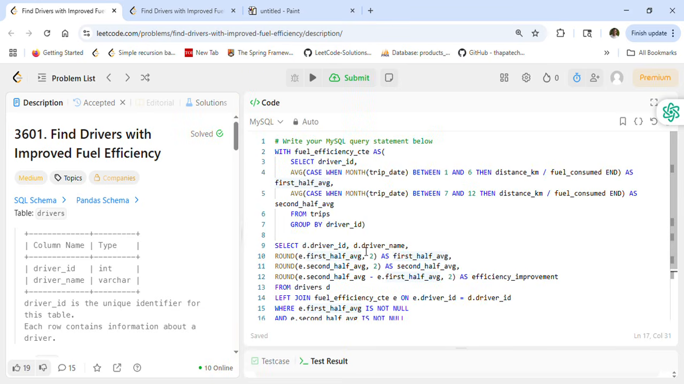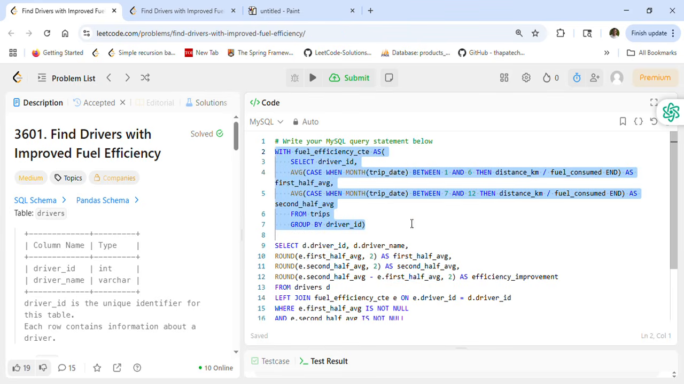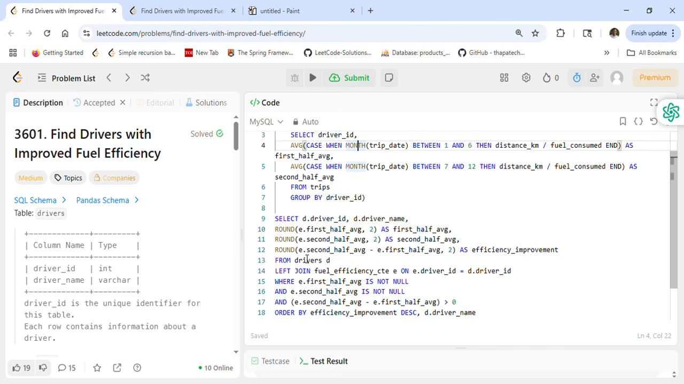What we have done here, the important thing is we have used the common table expression. We have used the average function and the month function of MySQL to find out the first half and second half information. Then we also have used the round function to round the result to 2 decimal places. And we also have used the left join here, with drivers on the left side and fuel efficiency on the right side, right? So that's what we have done. Okay, so this is it. I just wanted to show you this query solution, how we can write down this SQL query.